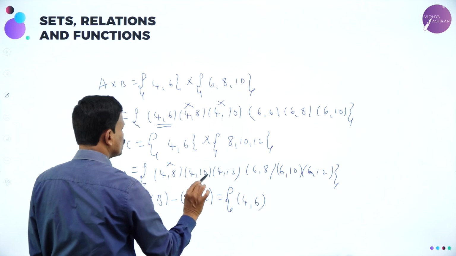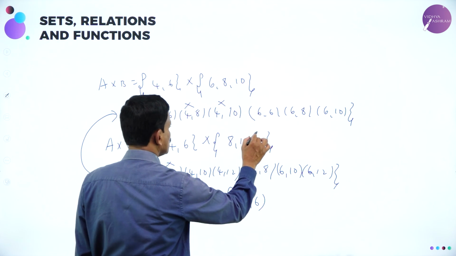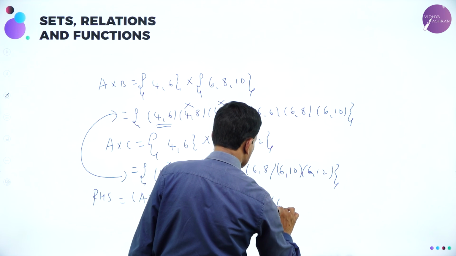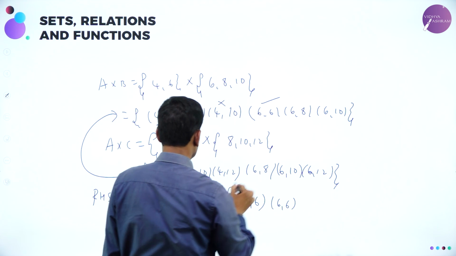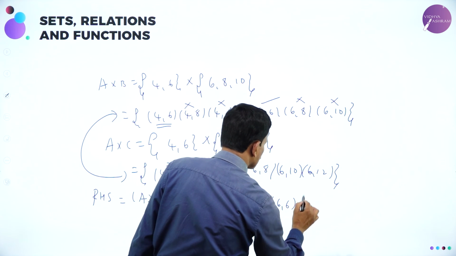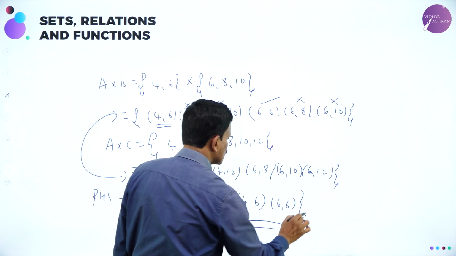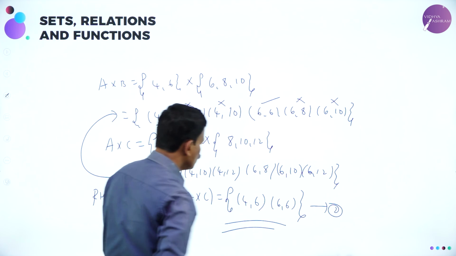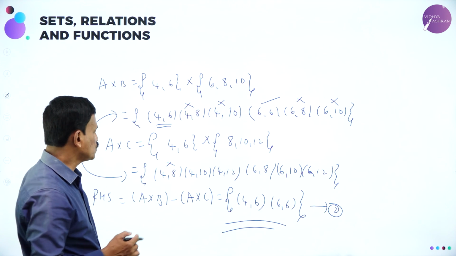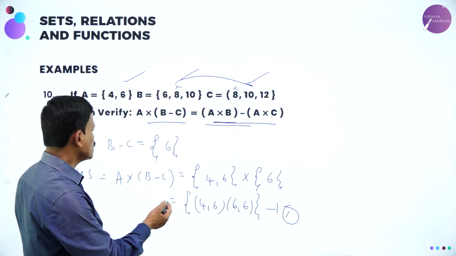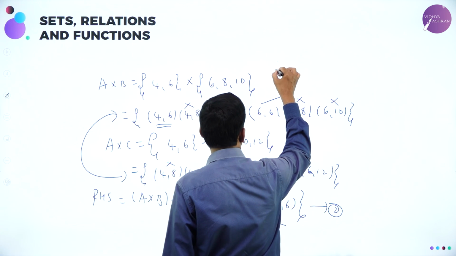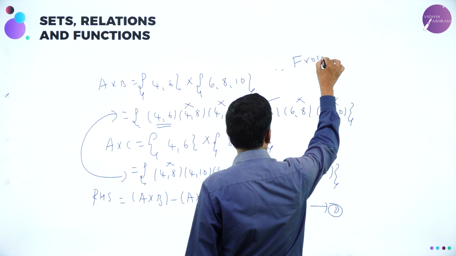(4,10) is also there. Then (6,6) is not here, so (6,6) we can take. (6,8) is also there, (6,10) is also there. Only these two elements. Let us represent this as equation number 2: (4,6) and (6,6). Let us compare equations 1 and 2. What does 1 contain? (4,6), (6,6). And 2 also has (4,6), (6,6).